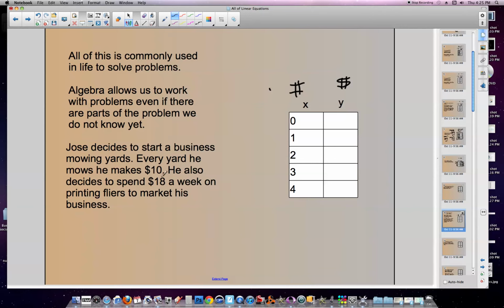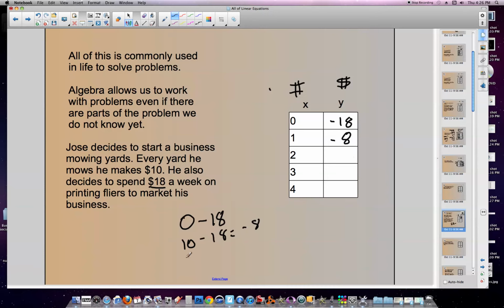Well, okay, let's think about this. If he doesn't mow any yards, he's not going to make any money, right? But it says he spends $18 a week no matter what on printing flyers. So he didn't make any money and he lost $18. So he's going to be at negative 18, right? But if he mowed 1 yard, then he made $10, right? So if he mowed 1 yard, he made $10 and still spent that 18. Well, what does that equal? 10 minus 18 means negative 8. So even though he made $10, he still wound up losing $8. 10 of that went to pay off this marketing, but there was $8 left.